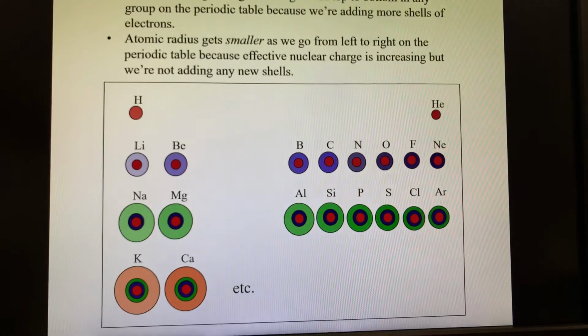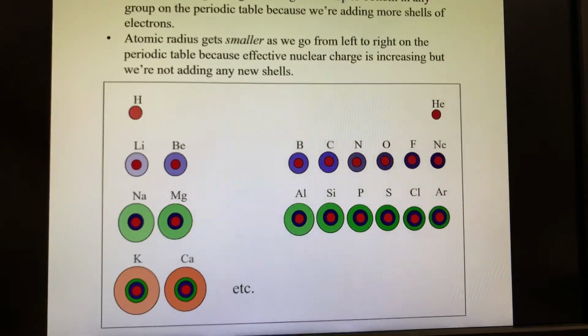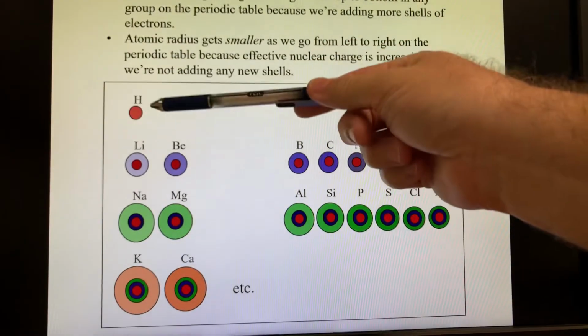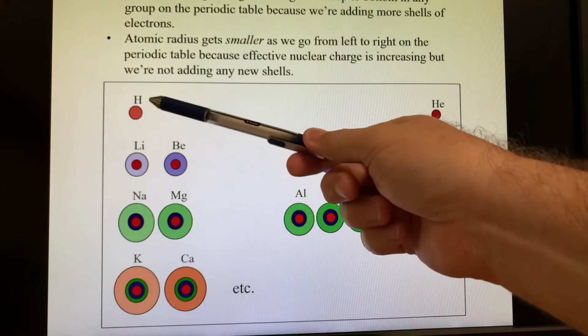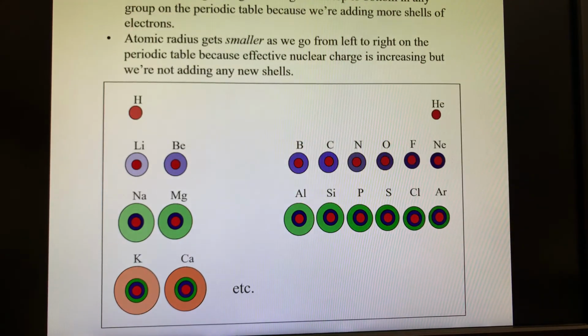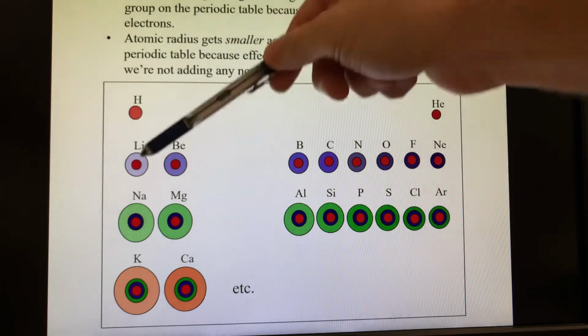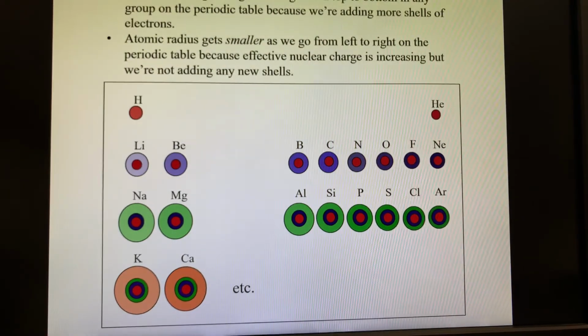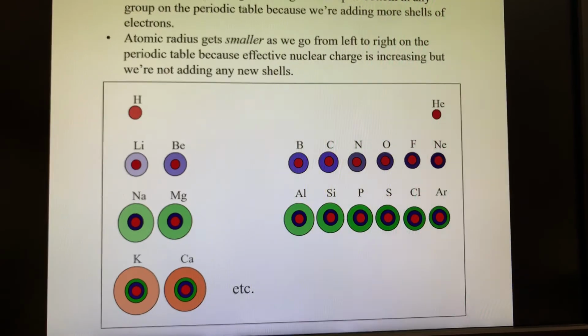to illustrate. So the first trend is the radius gets larger as we go from top to bottom, as you go down in a group. So hydrogen is smaller than lithium, lithium smaller than sodium, so on. And that's just because every time you go down, you're adding another shell of electrons. Another layer of electrons is getting added on.